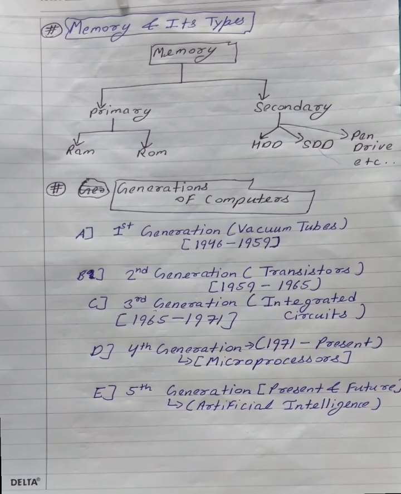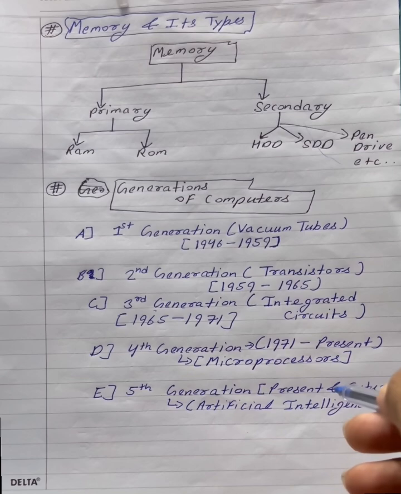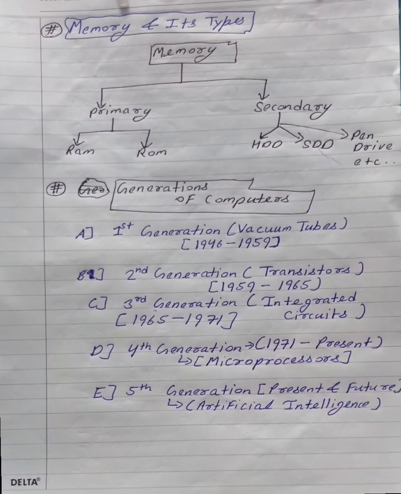Now let's discuss generations of computers. This is the last topic. So guys, there are five generations of computers: first generation, second generation, third, fourth, and fifth. If we talk about first generation computers, 1946 to 1959, first generation of computers used vacuum tubes for processing and storage, and these computers were extremely large and consumed a huge amount of electricity.